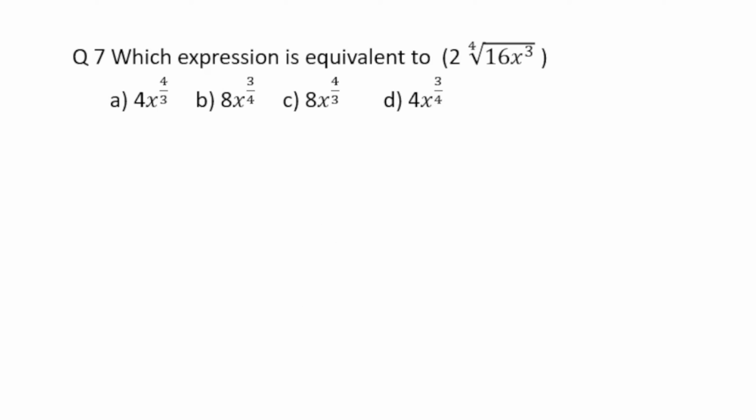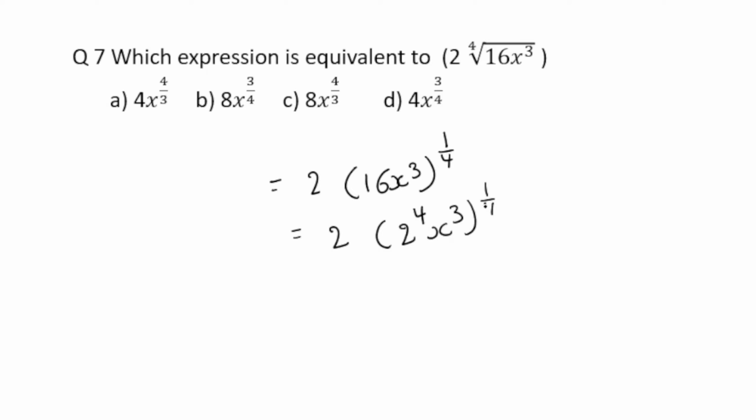In question number 7, which expression is equivalent to 2 times the fourth root of 16x to the third power? This fourth root is the 1/4 power. That means 2 times 16x cube to the power 1/4. The fourth root of 16 is 2. That means we can write 16 as 2 to the power 4, x to the power 3, to the power 1/4.